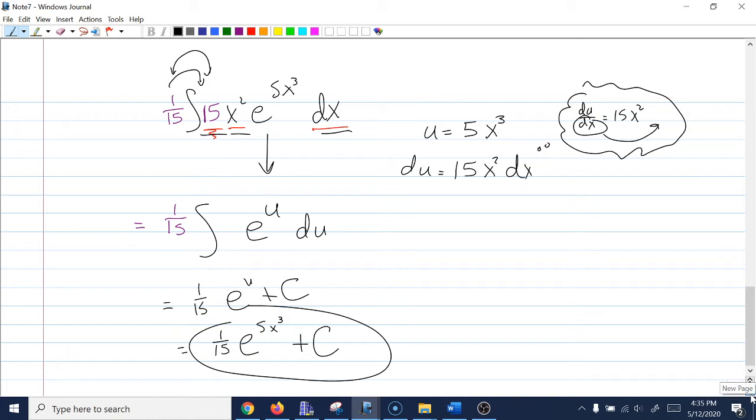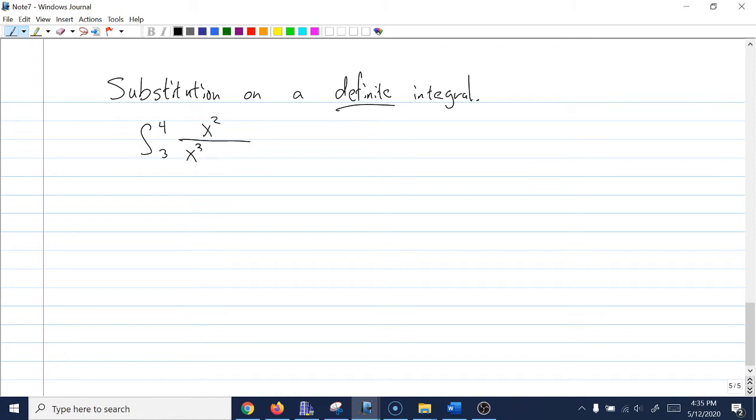I don't know if you saw this in Cal 1, but you should think how substitution works on a definite integral. What's a definite integral? That's an integral where you have the little numbers, the bounds of integration. If I have the integral from 3 to 4 of x squared over x cubed minus 8, this is a good problem for substitution, but I have these bounds of integration there.